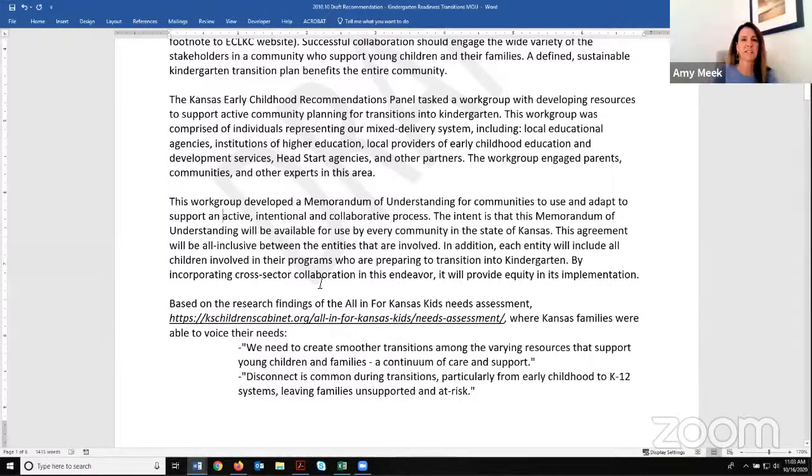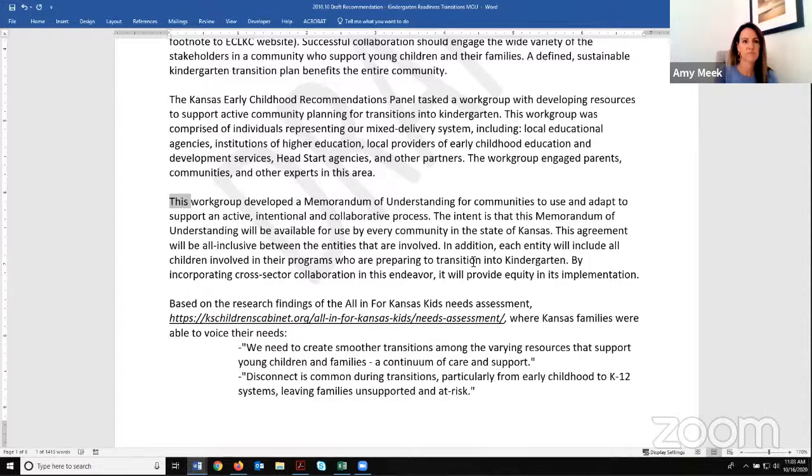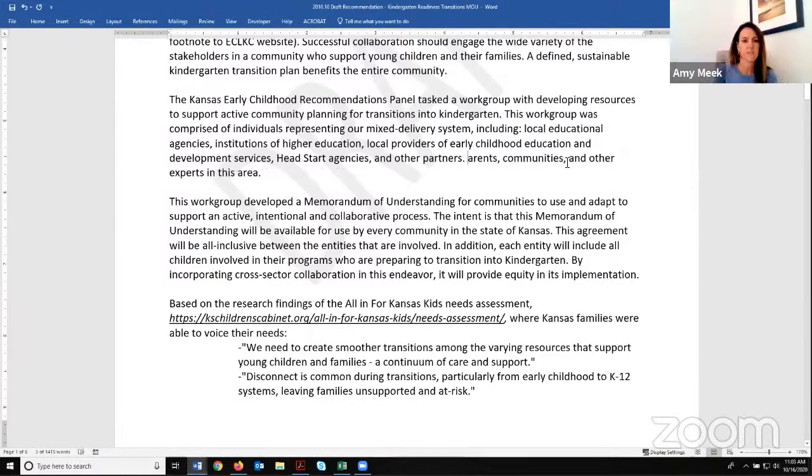This is Amy Meek again, and we have in the previous paragraph, this work group starting a sentence, and then the work group on the last one, and then this work group again. So I want to change at least one of those to start differently. In the paragraph above, instead of saying the work group engaged parents, could we just say this work? Or does it have to specifically refer to the work group? Or their work? We could just say parents, communities, and other experts in the area were engaged. I like that.